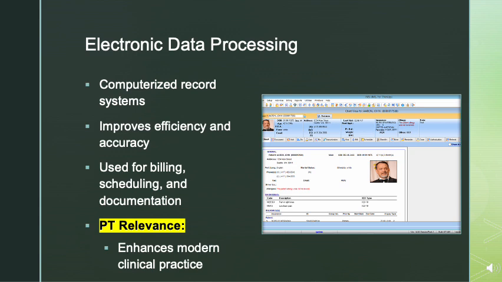So overall, electronic data processing is essential in modern healthcare because it improves accuracy by reducing errors, accessibility by allowing quick retrieval of information, and efficiency by integrating multiple processes. Electronic systems do not replace clinical judgment, but they support better documentation, better organization, and better delivery of patient care.